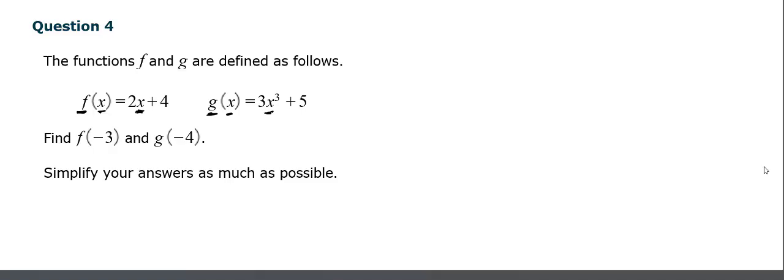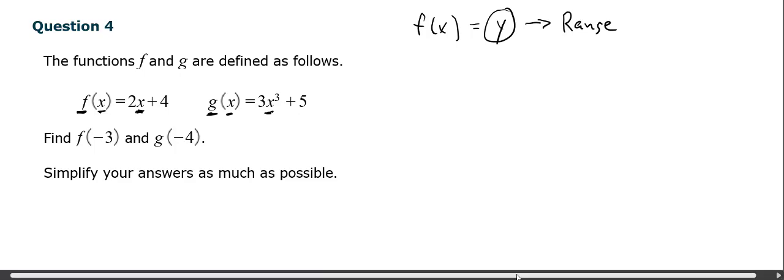So f of x is the same thing as y. When we're evaluating this function, the answer we get represents our y value, which remember we now call the range. So let's look at our examples. We have f of x equaling 2x plus 4 and g of x equaling 3x to the third plus 5.